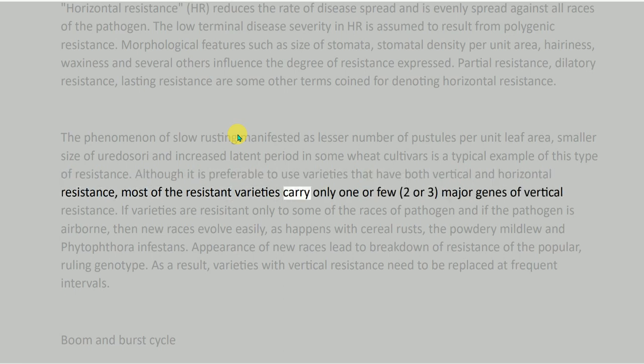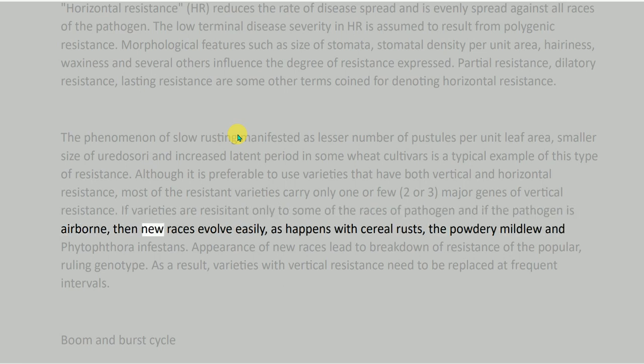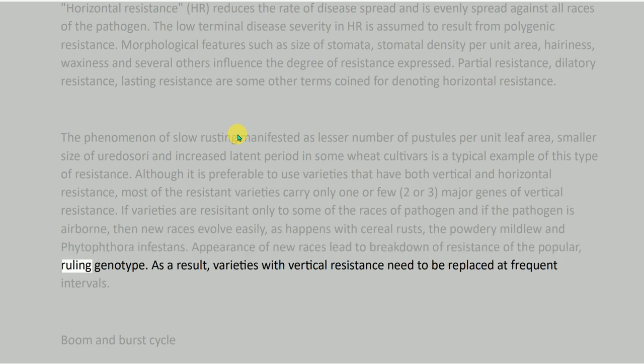If varieties are resistant only to some of the races of a pathogen, and if the pathogen is airborne, then new races evolve easily, as happens with cereal rusts, the powdery mildew and Phytophthora infestans. The appearance of new races leads to breakdown of resistance of the popular, ruling genotype. As a result, varieties with vertical resistance need to be replaced at frequent intervals. Boom and burst cycle.